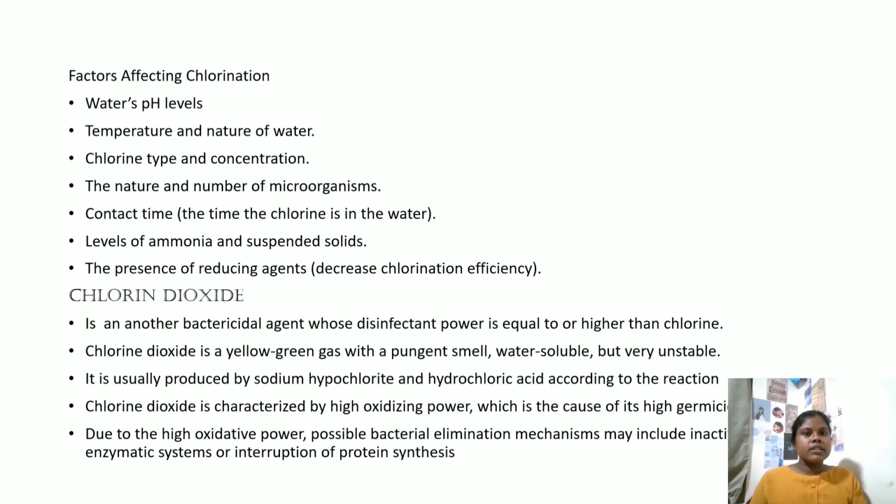Factors affecting chlorination are water pH level, temperature and nature of water, chlorine type and concentration, the nature and number of microorganisms, contact time, the level of ammonia and suspended solids, and the presence of reducing agents.